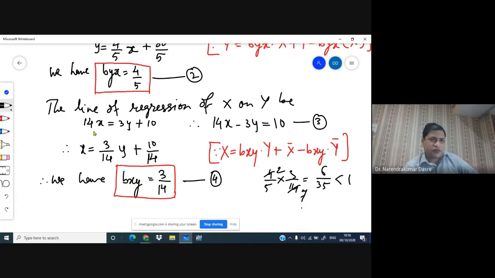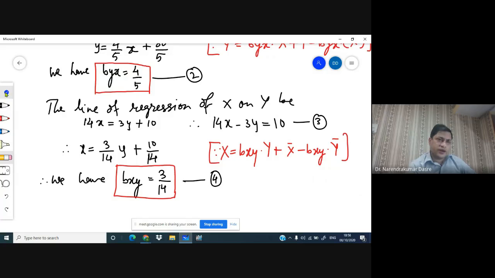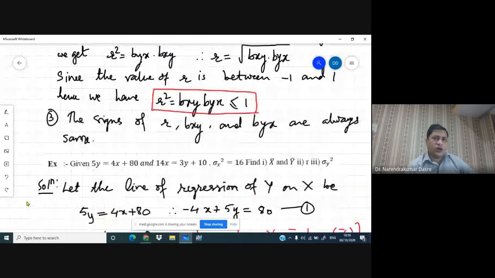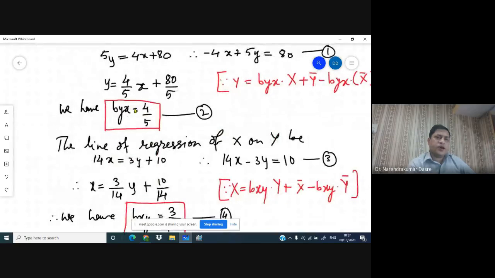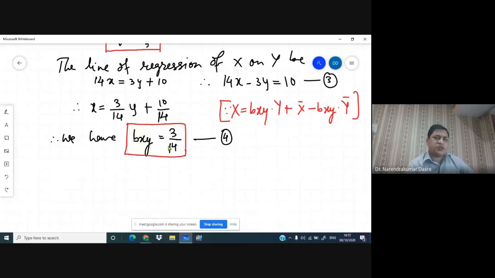If it is not less than 1, then we have to go and correct our assumptions. So that's why we have to be careful. Here only you can check whether you are going in the correct direction or not. Now we got the idea that we are going in the correct direction. I want to find out R first, because I know these two coefficients, and once I know them, I can find R.